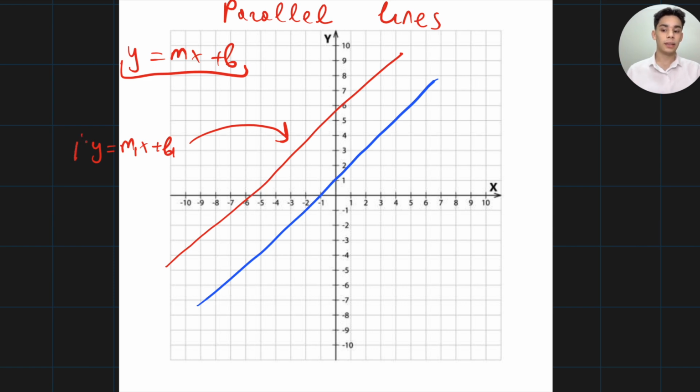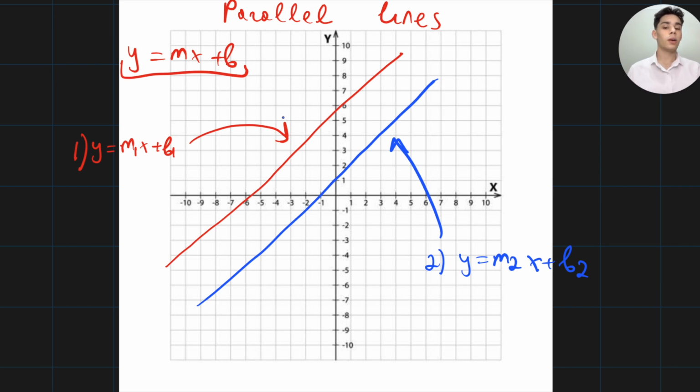Let's say that this is our first line, and let me write the formula of the second line, of this blue line right here. Let's call it the second line. So it will be y equals to m2x plus b2. I wrote m1, m2, b1, b2 just to differentiate between them.